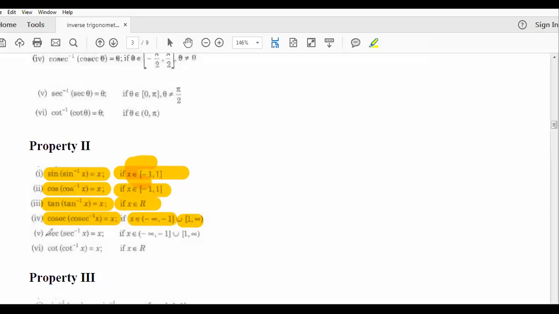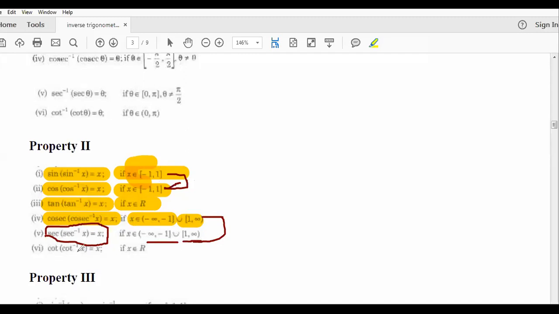Now in case of secant, again we get here x. The value of x in case of cos is -1 to 1. So in the same way as cosecant, in case of secant of secant inverse x, we get the identity, then x lies between -infinity to -1, union 1 to infinity, the same way as this one. Because the range of sine is -1 to 1 and cos is -1 to 1. Similarly in case of secant inverse.